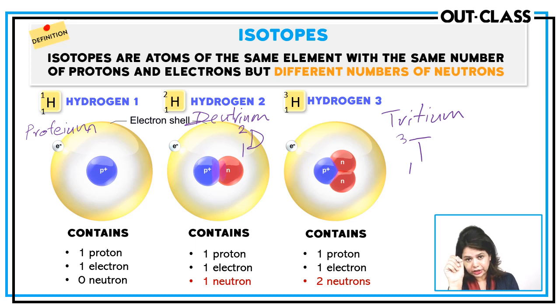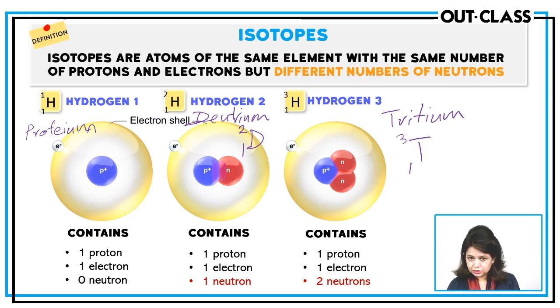And how do you calculate neutron number? By subtracting the 2 numbers. So 1 minus 1, 0. Protium has no neutron, whereas deuterium has 1 neutron. 2 minus 1, 1. And tritium has 2 neutrons. 3 minus 1, 2. It is the heaviest isotope of hydrogen.